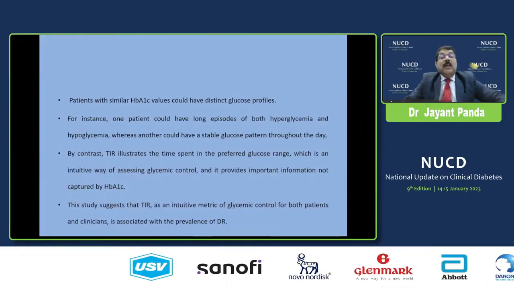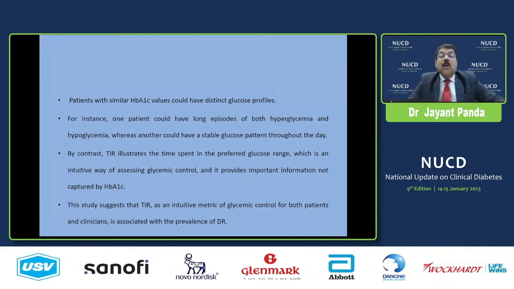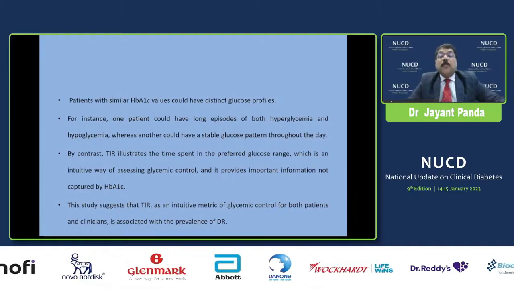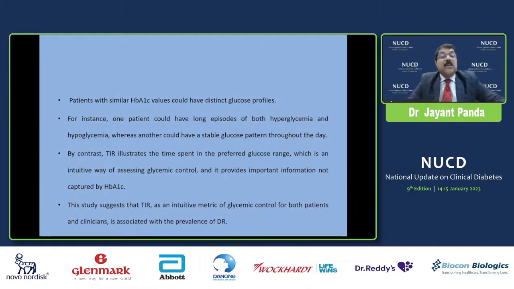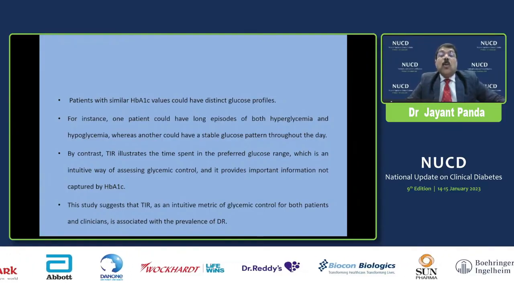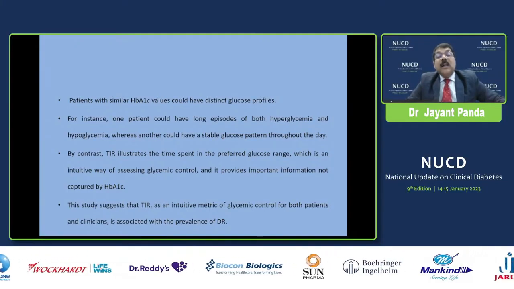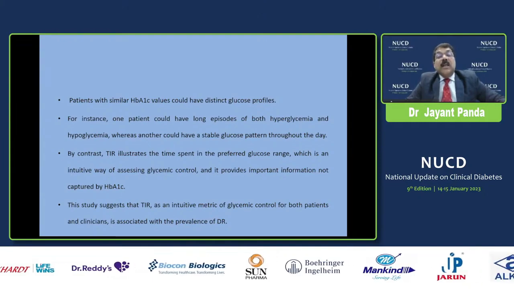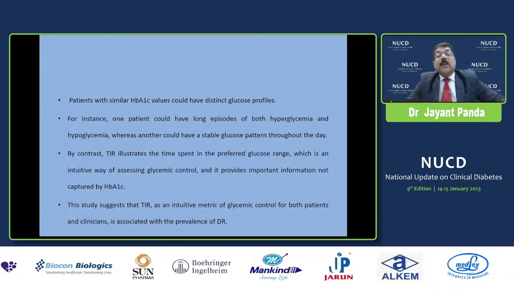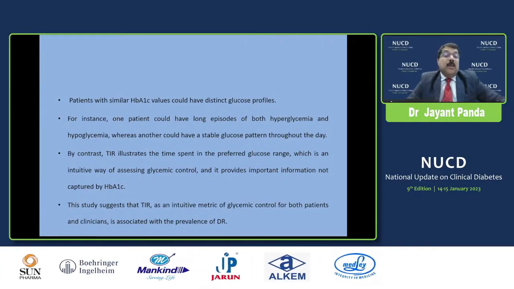So patients with similar A1C values could have distinct glucose profiles. All of you realize that. For instance, one patient could have long episodes of both hyperglycemia and hypoglycemia, whereas another could have a stable glucose pattern throughout the day. By contrast, the TIR illustrates the time spent in the preferred glucose range, which is an intuitive way of assessing glucose control, and it provides important information not captured by A1C.